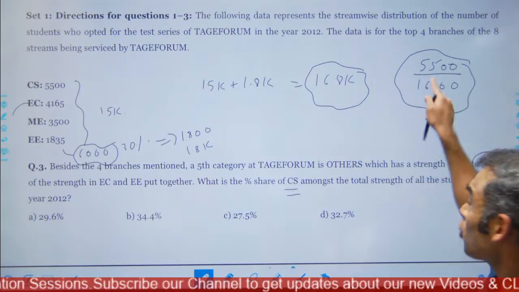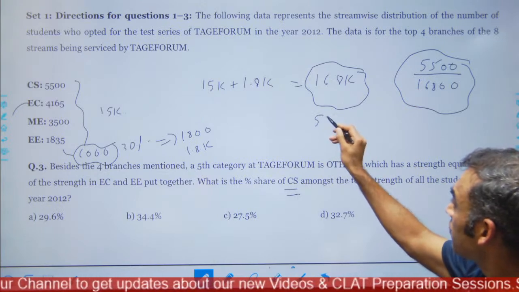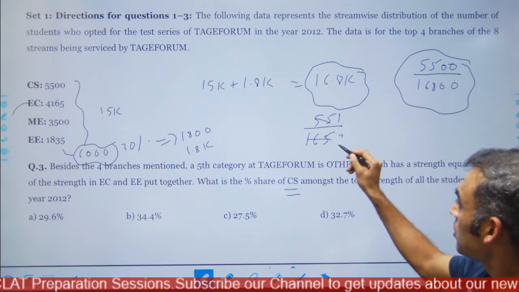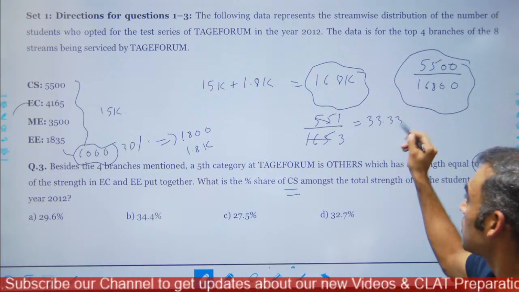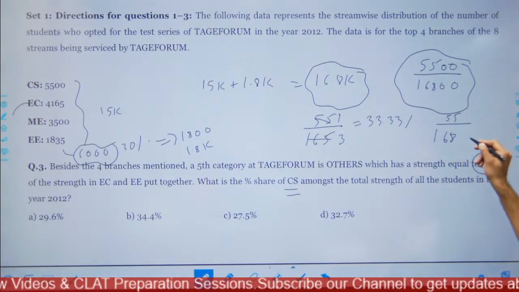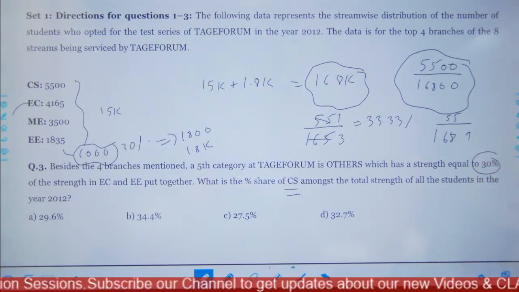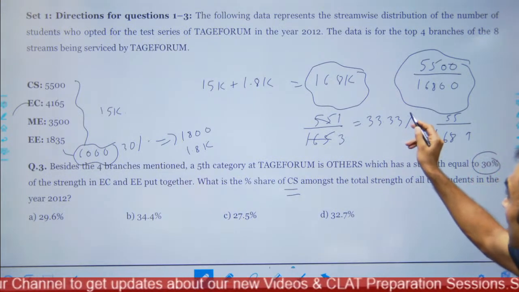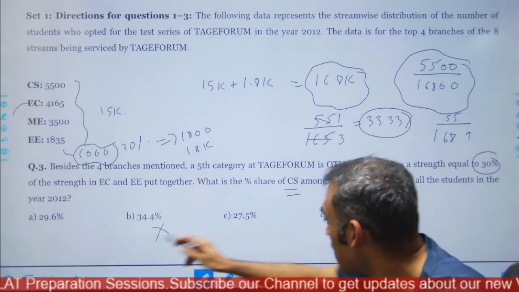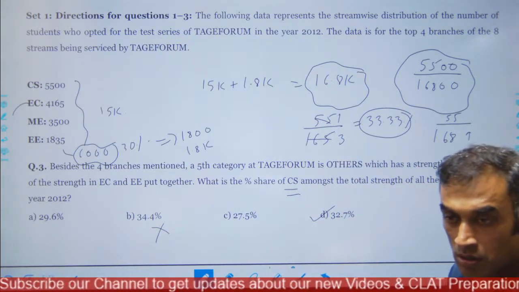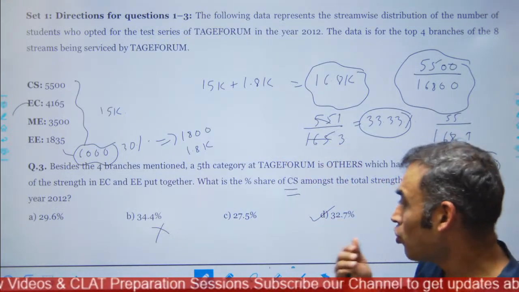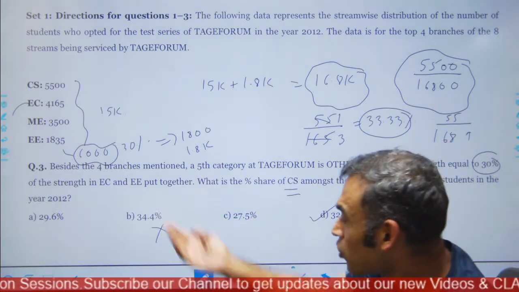The other thing is just an observation here. If I have 55 upon 165, this is 1 by 3, which is equal to 33.33%. But here it is 55 upon 168. My denominator has slightly gone up. So my answer definitely will be slightly less than 33.33. Right? Therefore, the answer cannot be this. The answer will be this. Similarly, you might think, why can't it be 27.5 or 29.6?